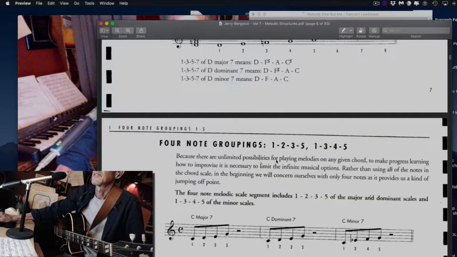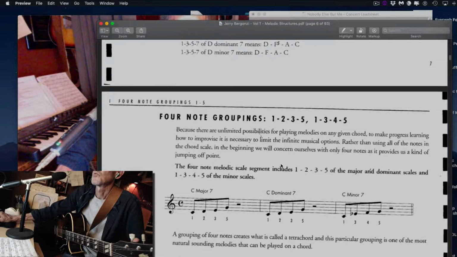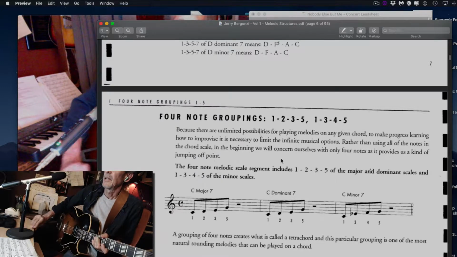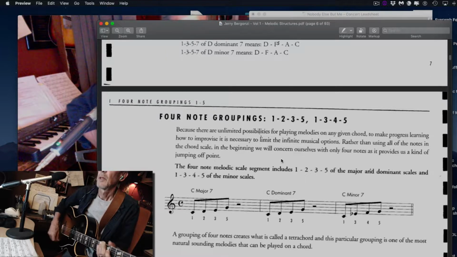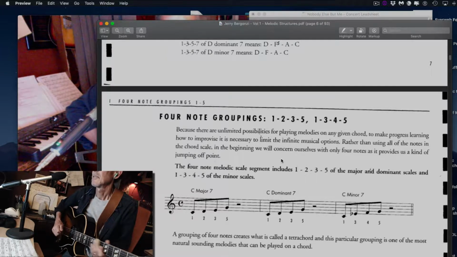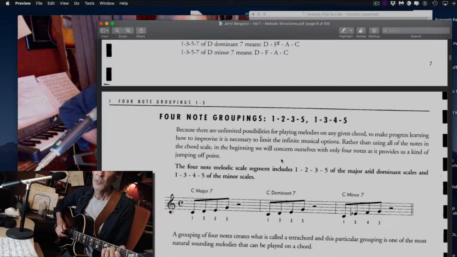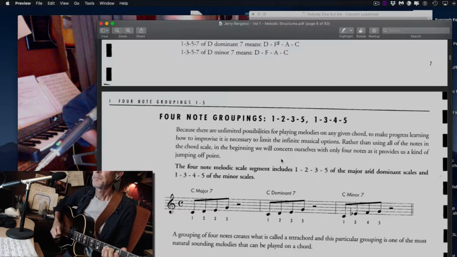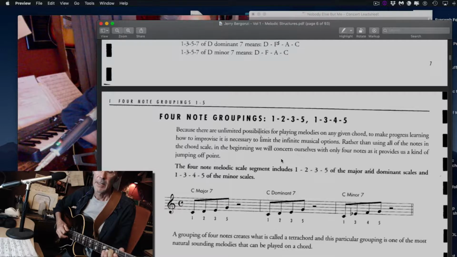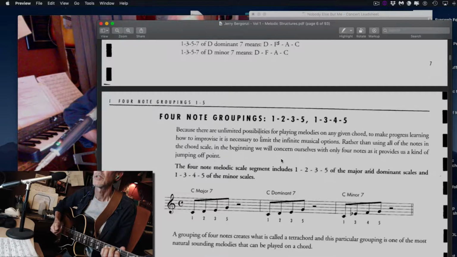There are two 4-note groupings: 1, 2, 3, and 5, and 1, 3, 4, and 5. Let's just take C major. The first 5 notes would be C, D, E, F, G for C major, C Ionian. And he says to leave the F out. So C, D, E, G would be 1, 2, 3, and 5.